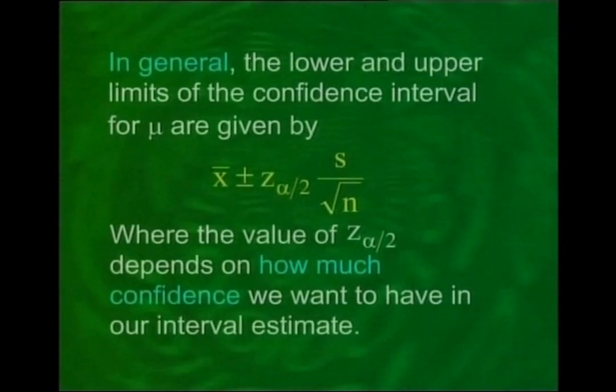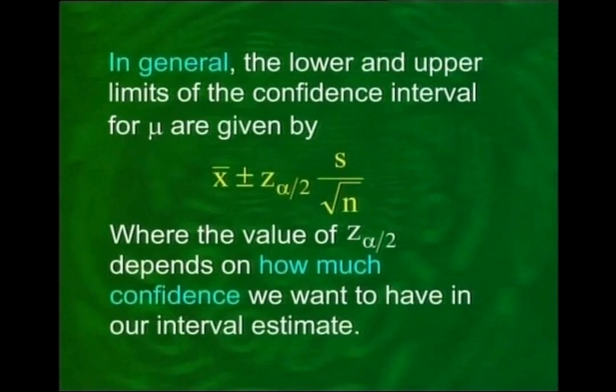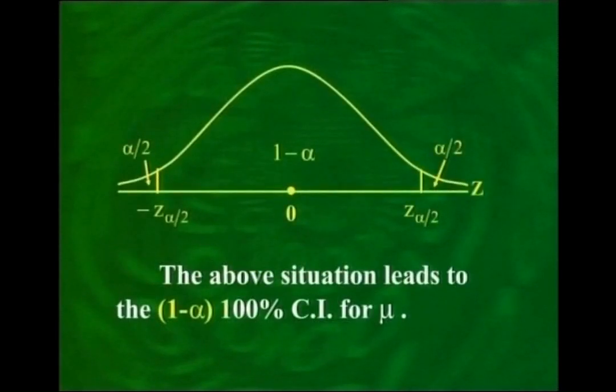तो इस सिलसिले में it means that there should be a general formula जिसमें ये सारे levels of confidence accommodate हो जाएं. And for that, let us now look at the slide that we have. In general, the lower and upper limits of the confidence interval for mu are given by x bar plus minus z alpha by 2 s over square root of n, where the value of z alpha by 2 depends on how much confidence we want to have in our interval estimate. Ab sawal ye paida hota hai ki z alpha by 2 se hamari kya murad hai.